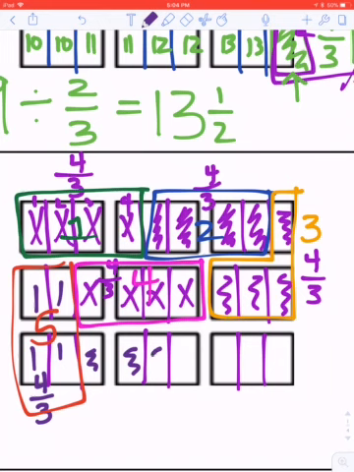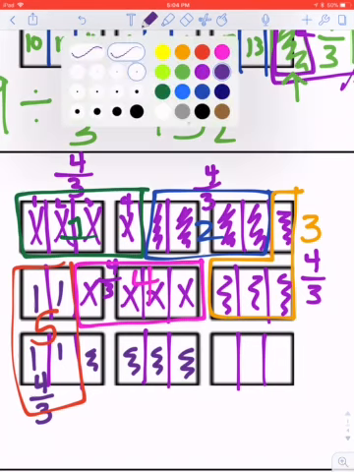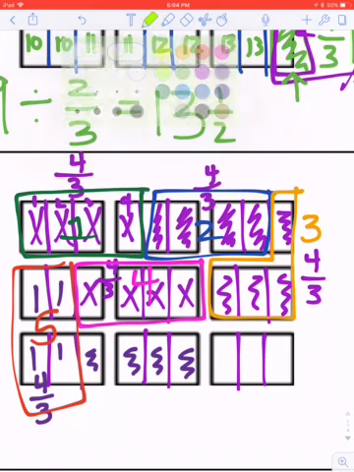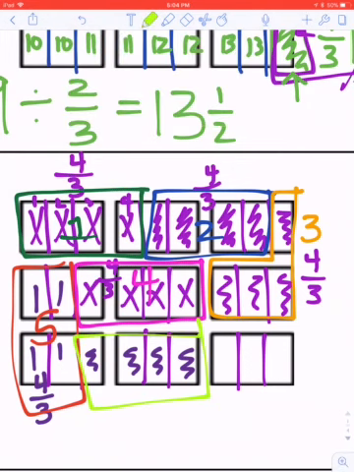1, 2, 3, 4. And that'll be pizza number 6. Okay, so I'm getting down to my last couple ones, and I have 1 third, 2 thirds, 3 thirds.